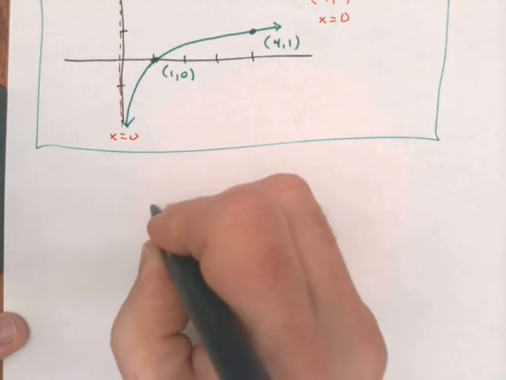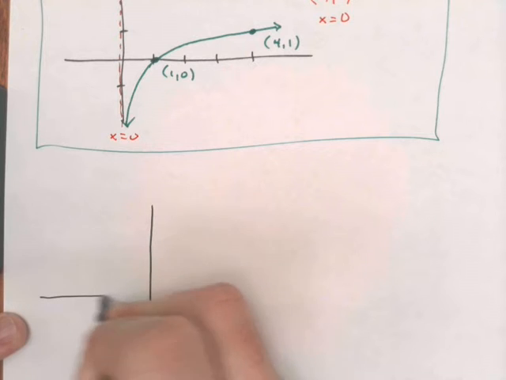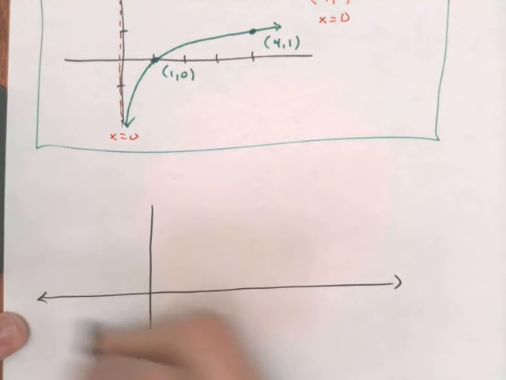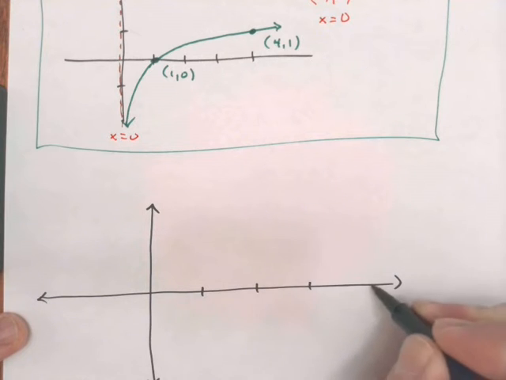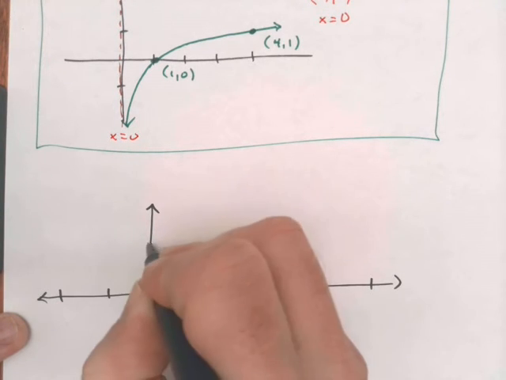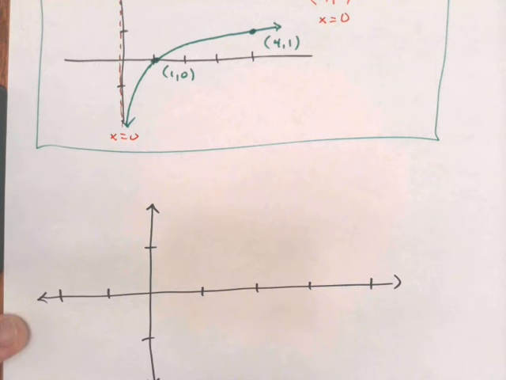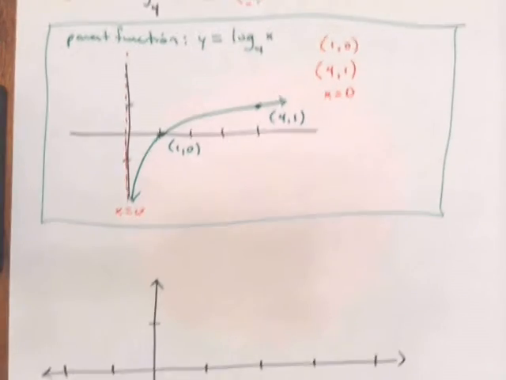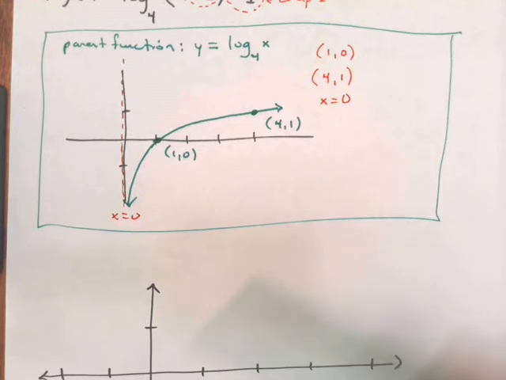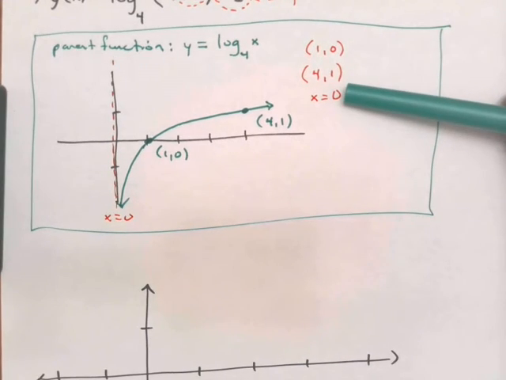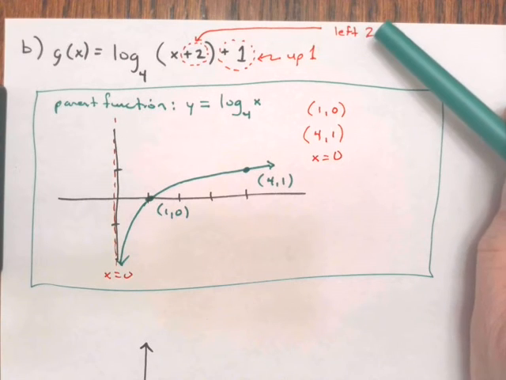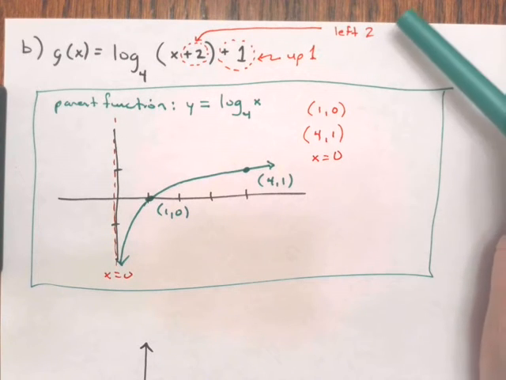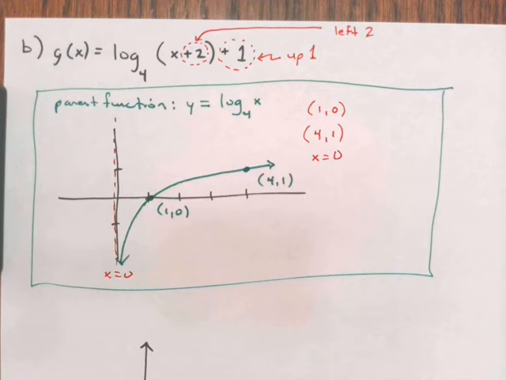Okay, so let's take a look at sketching a quick graph. All right, so I'm going to take the 2 points and the vertical asymptote from the parent function, and I'm going to slide those different characteristics of our graph left 2 and up 1.